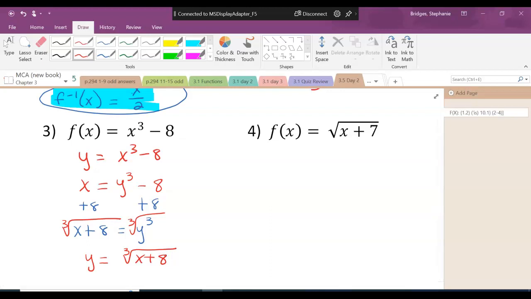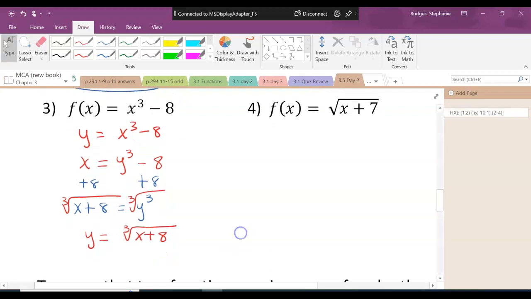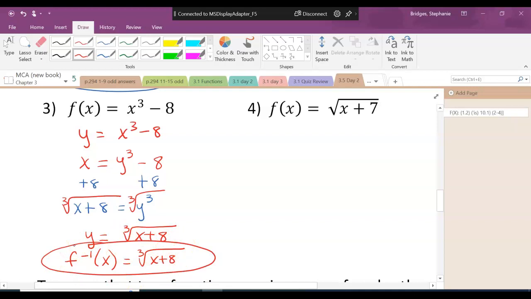And then what's the final step? So we're going to replace that y with the f inverse notation. Try 4. It's similar, but also slightly different.